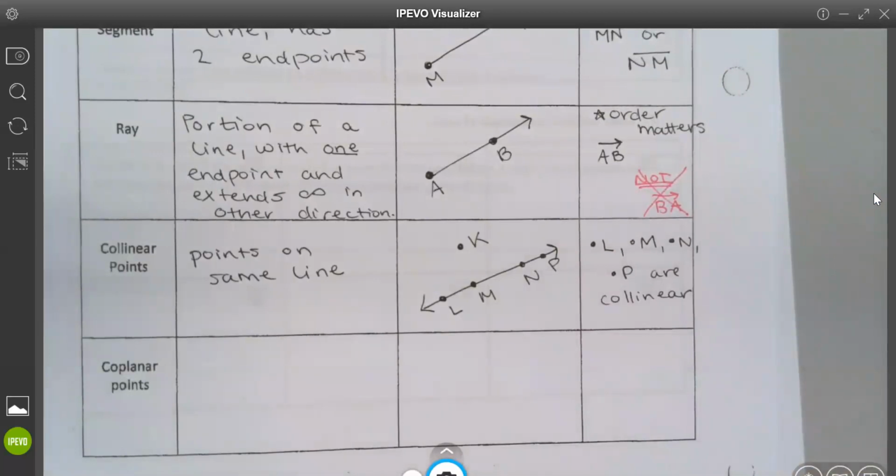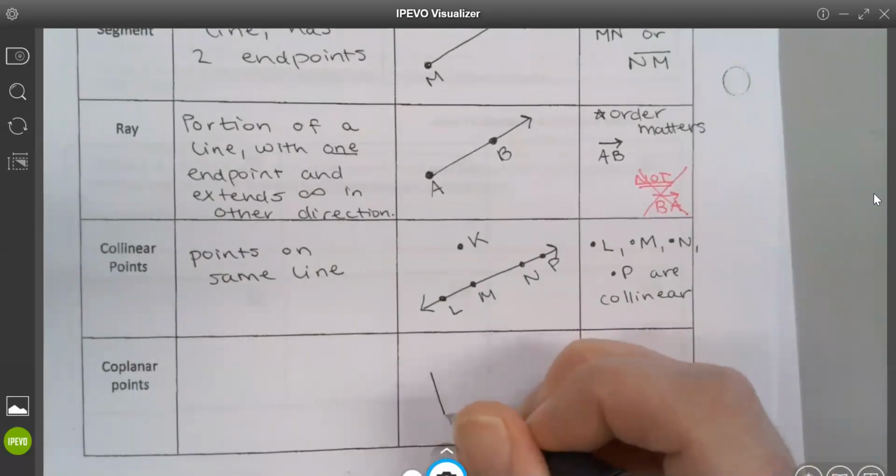K, although it's a point, it's not collinear with L, M, N, and P. It's not a part of their party. I could have put P, M, L, N are collinear. No matter. What does matter is that if you're asked this question, you don't just write L, M, N, P without the word points, indicating that you're talking about points on that line. Geometry is very specific in that way. And so if I can have collinear points, I can also have coplanar points.